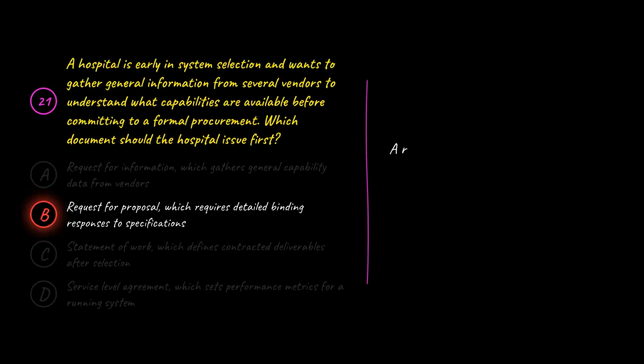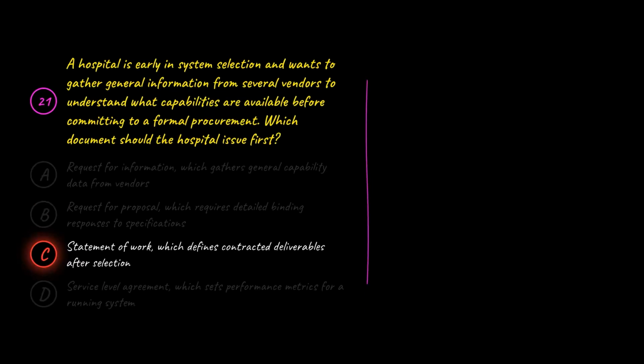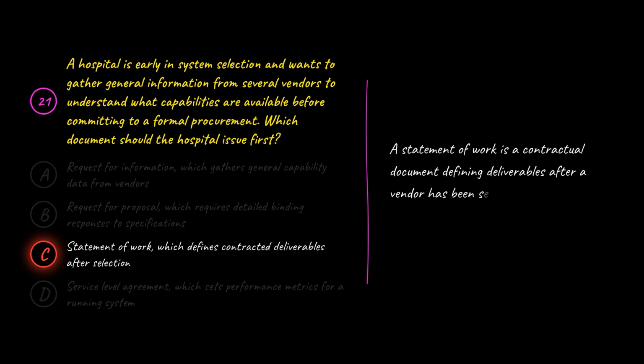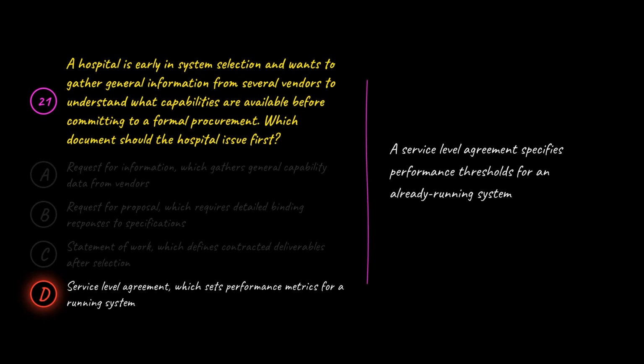B is wrong because a request for proposal comes later and demands detailed, priced, binding responses. It is used after the field has been narrowed. C is wrong because a statement of work is a contractual document defining deliverables after a vendor has been selected. It is not an information gathering tool. D is wrong because a service level agreement specifies performance thresholds for an already running system. It does not fit the pre-selection phase.